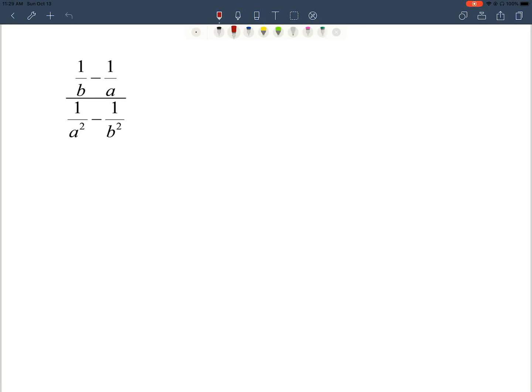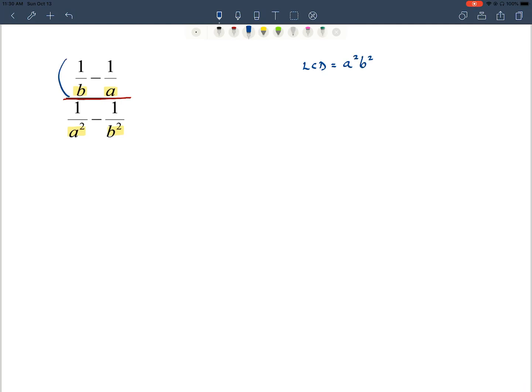We have 1 over b minus 1 over a, and that's our numerator, and that's being divided by 1 over a squared minus 1 over b squared. When we think about our denominators here, we have an a squared, a b, and an a. We already did that one at the beginning as well. If you flip back a couple slides in your notes, we said that the least common denominator for something like this is going to be a squared b squared.